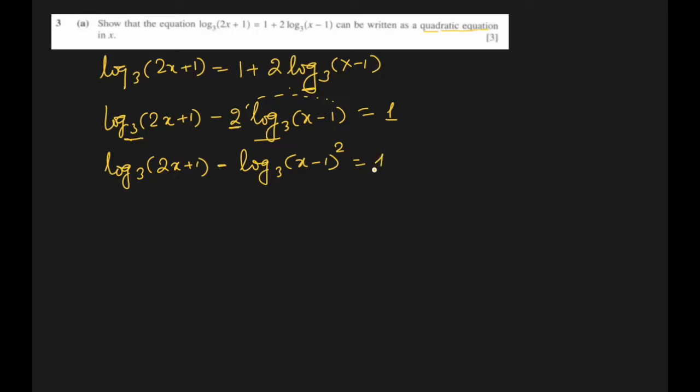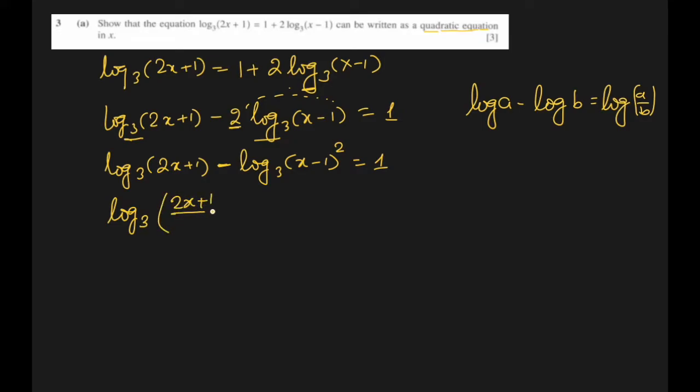Done. Now we can combine these two logs because they are of the same base, and whenever two logs subtract, you might have heard of this one, log a minus log b equal to log of a divided by b, and that's what we're going to do now. So log remains log base 3, 2x plus 1 becomes the numerator, and x minus 1 whole square becomes the denominator, which is equal to 1. Now we can remove this log. Whenever we remove log from one side, let me remove it first.